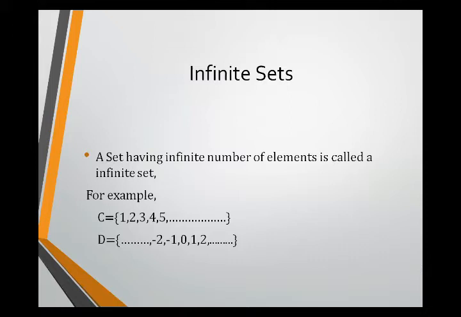Second one is B equals, there are some dots and the counting starts from -3, -2, -1, 0, 1, 2, and up to so on. As in our previous lecture we discussed, such kind of set is called the set of all integers, and we don't know about the last number of these integers. So such kind of set is called an infinite set. These are the examples of infinite sets.